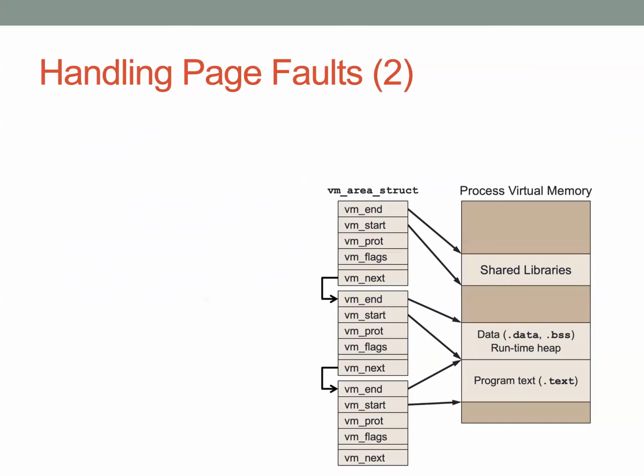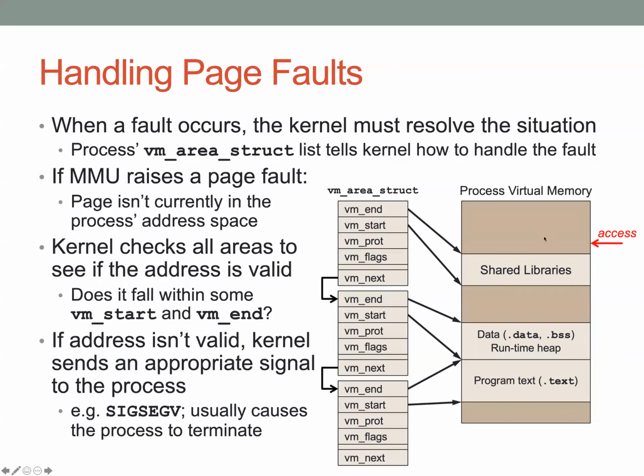Okay? So let me see. Yeah, so this is represented by this arrow up here. I have this access way out in la-la land. Walk through this, can't find that address in any of the VM area structs. The program's being kooky. Let's just kill it.